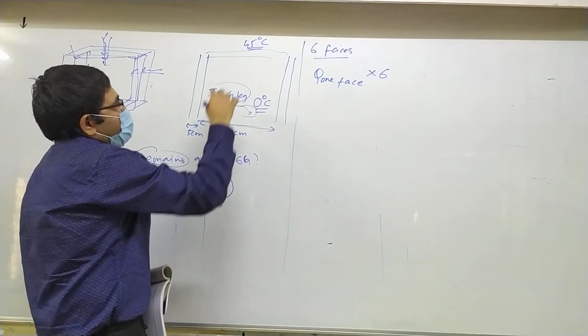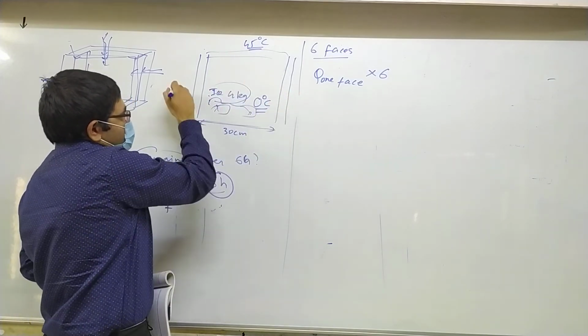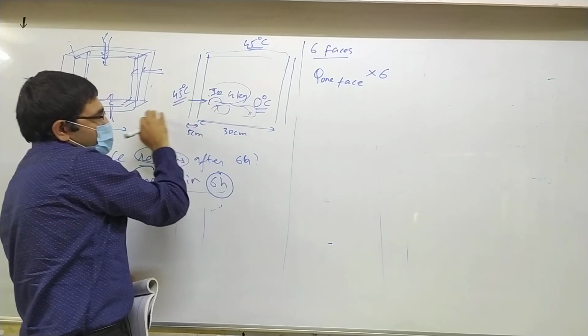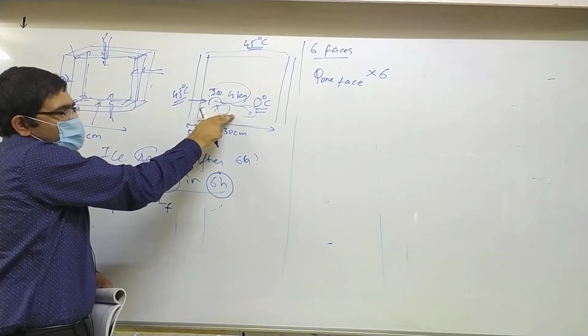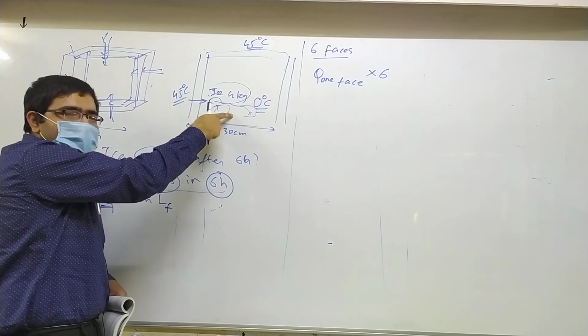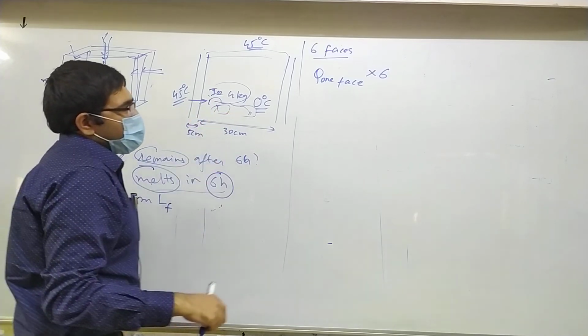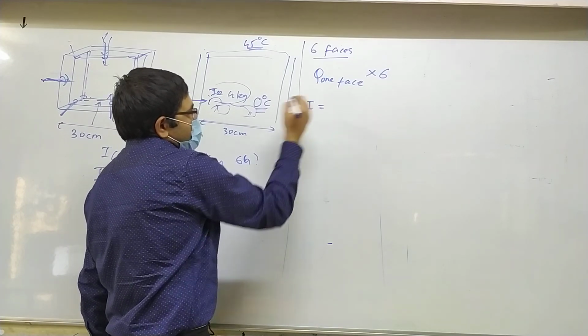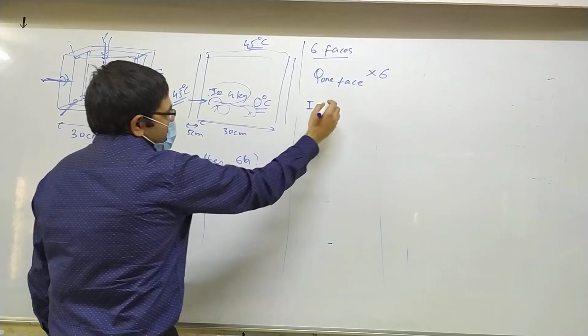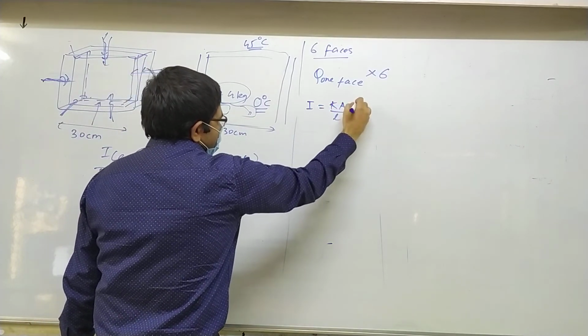So let's say you want to find out how much heat flows through any one of the walls, for example the left wall. Heat will flow from outside to inside, that is from 45 degrees Celsius to inside, which is 0 degrees Celsius. So the heat current for one wall is again KA by L into delta T.